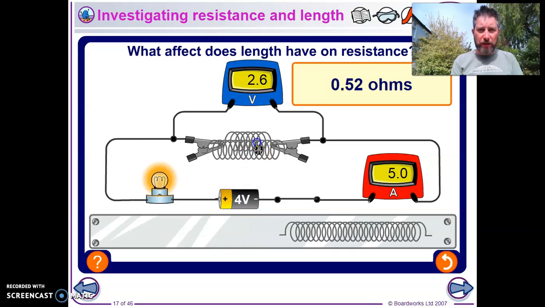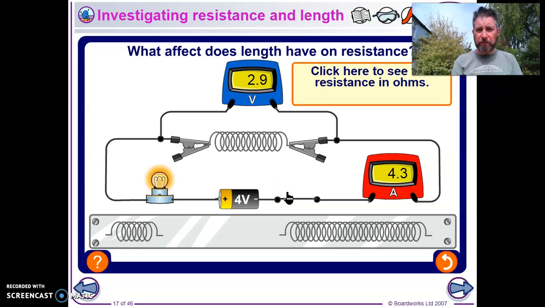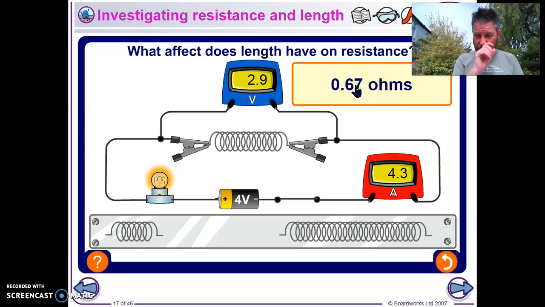If I lengthen that wire, if I swap it for a longer wire, will the resistance go up or will it go down? Well, now it's 2.9 volts and 4.3 amps. So resistance is V over I. 2.9 divided by 4.3 gives us 0.67 ohms. So the resistance has gone up.